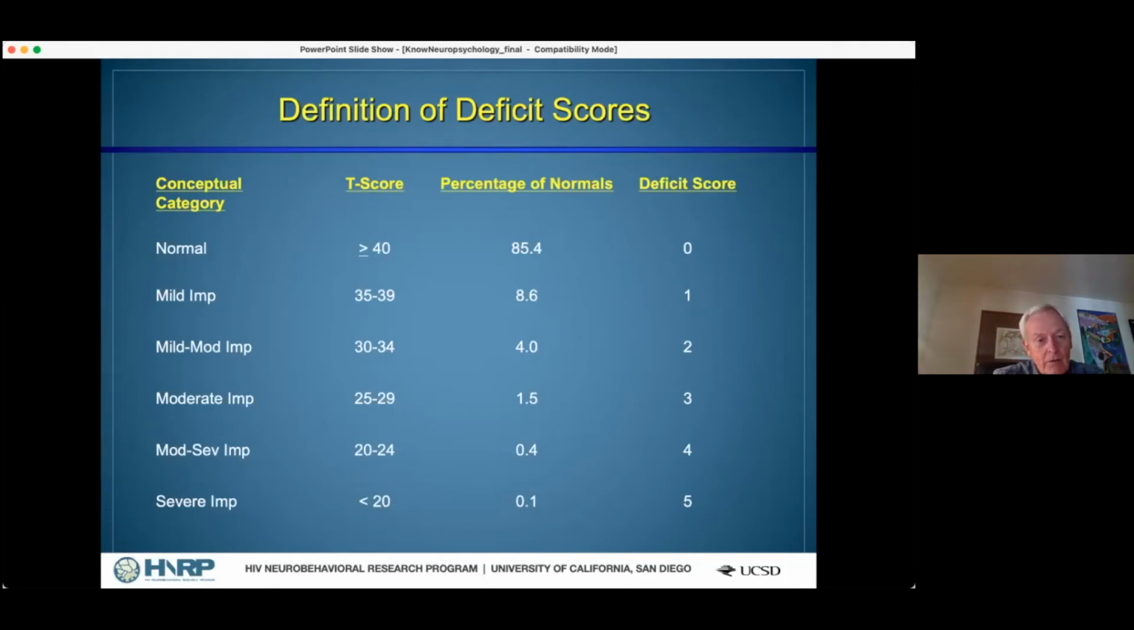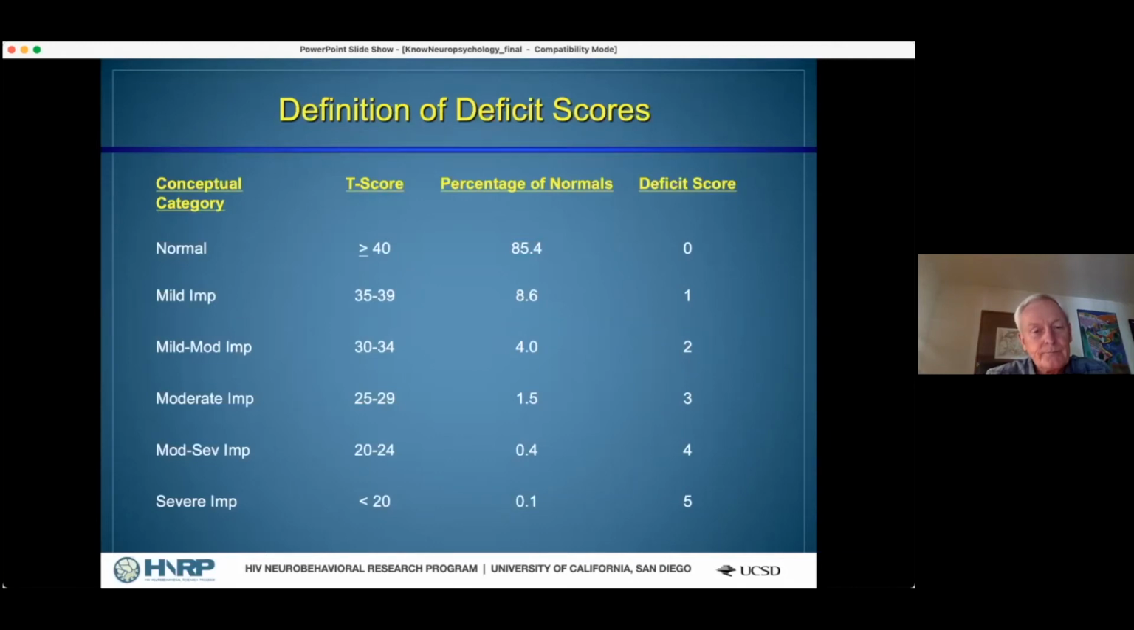And so if a person has a t-score on an individual measure of 35 to 39, we call that mild. 8.6% of normals will be there. So that's a 1. Deficit score of 1, a mild to moderate. 30 to 34, 4% are there, and that's a 2. And beyond mild to moderate, you get into the moderate impairment and worse, you're virtually out of the normal range. So if somebody does that badly, you're very unlikely to be incorrect to say that they have an acquired impairment in that area.